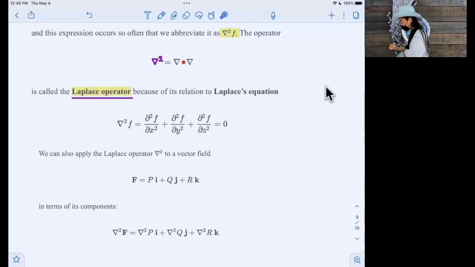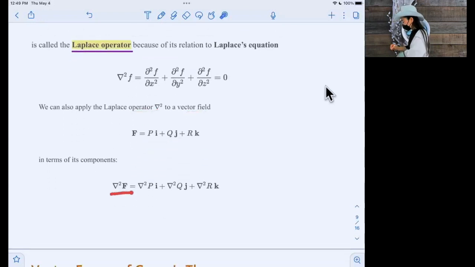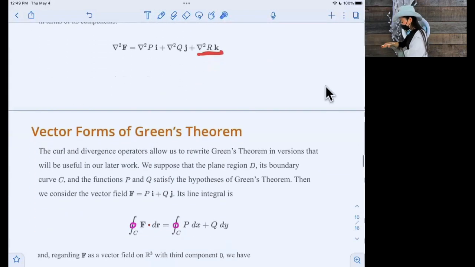We can also apply the Laplace operator to a vector field. You take the first, second, and third components. For the first component, you take the second order partial derivative with respect to x, and you get this. Take the second component, take the second order partial derivative with respect to y, and you put it here. Then you take the third component function, take the second order partial derivative with respect to z, and you put it over here.